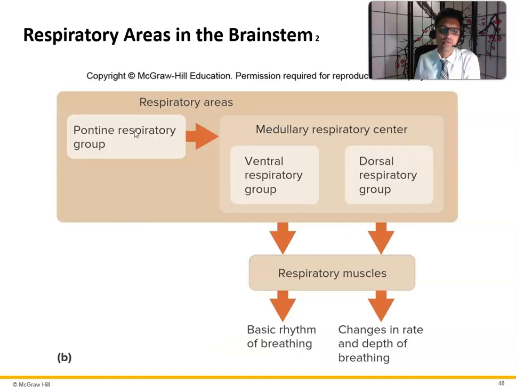So basically, in the respiratory areas, the pontine respiratory group can set the rate and help control it, and you have a ventral respiratory group and a dorsal respiratory group. They both go to the respiratory muscles, and the ventral can set the basic rhythm of breathing, and the dorsal changes the rate and depth of breathing. So they all work together to control inspiration and expiration.